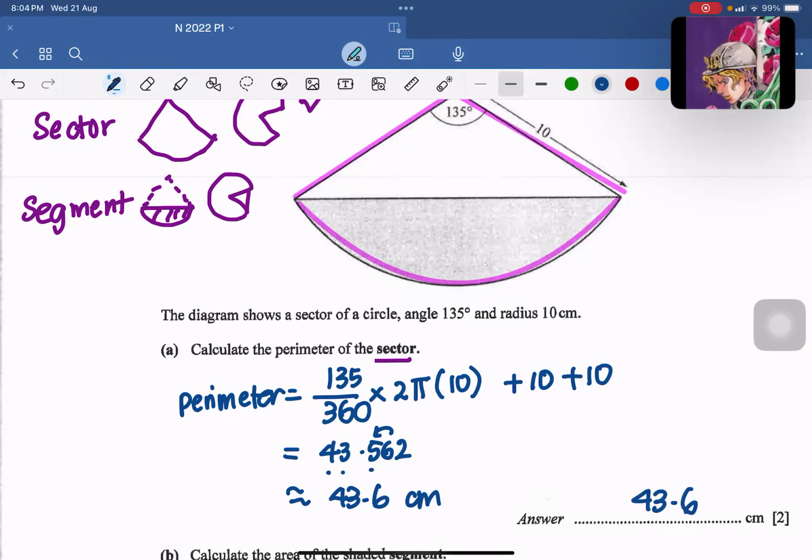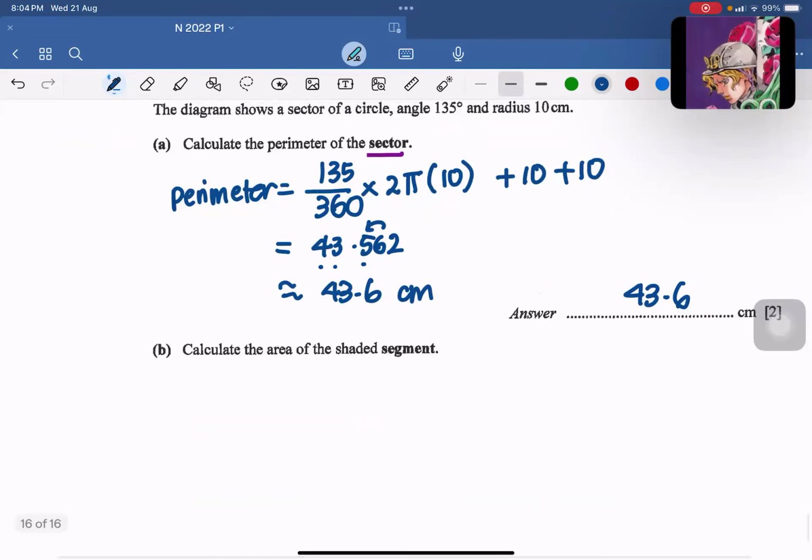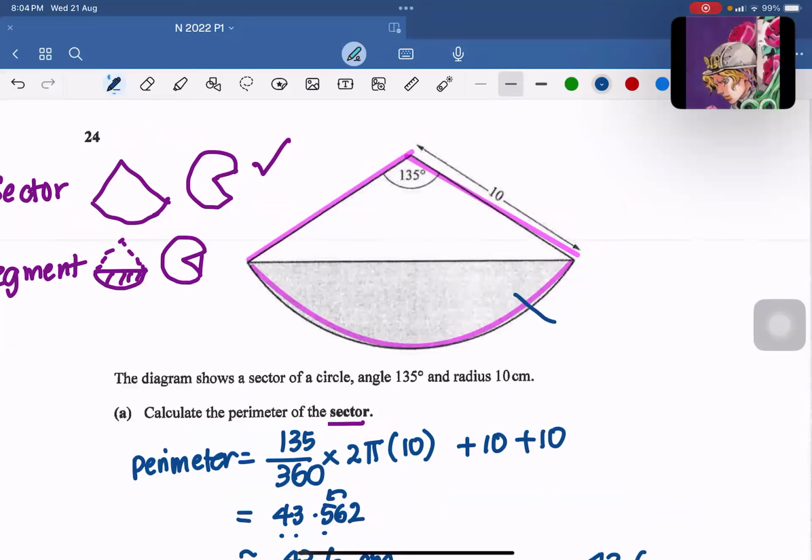Have you gotten the answer? Okay, this one should be still doable, right? Now let us move on to the next part. Calculate the area of the shaded segment. So what is the shaded segment? This is the minor segment over here in this case.